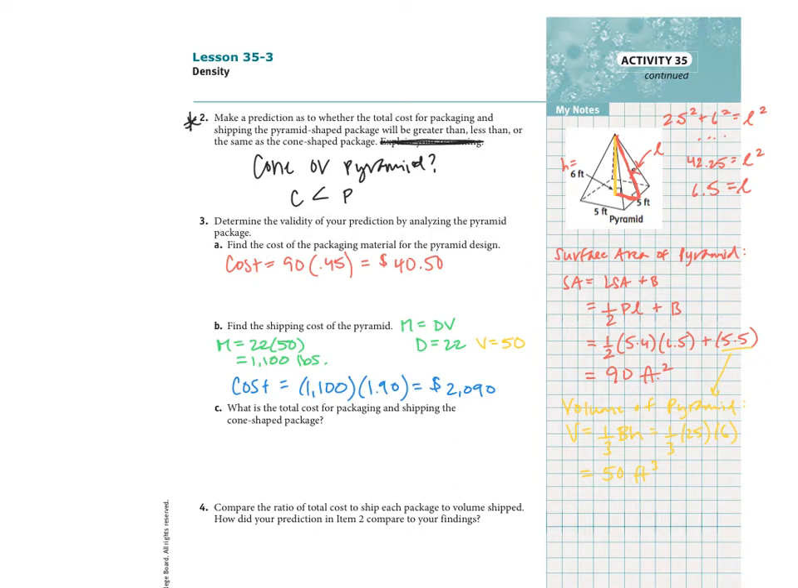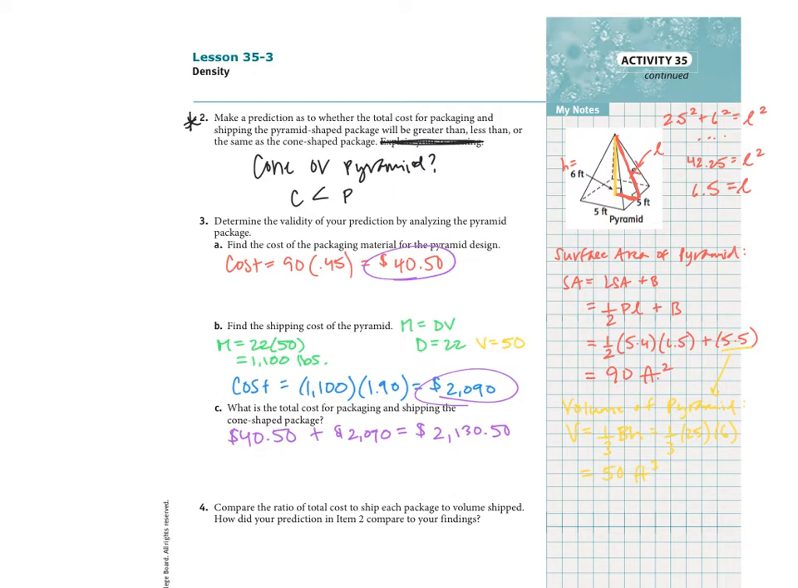So last but not least, we're going to add together the total cost of packaging and shipping. So that's taking this cost of $40.50 and adding it to that cost of $2,090. So when we add those two together, we end up getting $2,130.50.